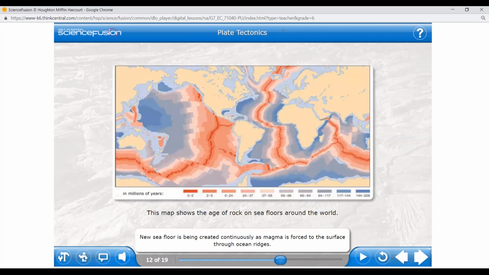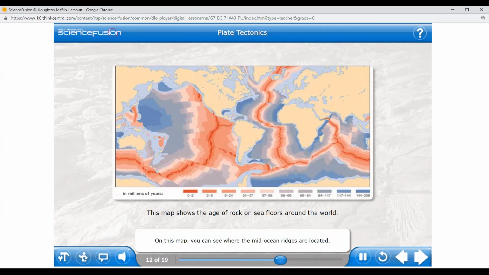As I told you, the inner core and the outer core push and pull the mantle, and the mantle has magma inside. That magma is forced to the surface through the ocean ridges, and that's why new seafloor is being created continuously, as magma is forced to the surface through ocean ridges. The rock closest to these ridges is younger, and rock that is farther away is older.